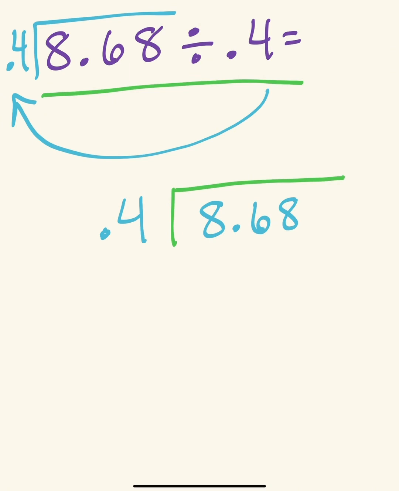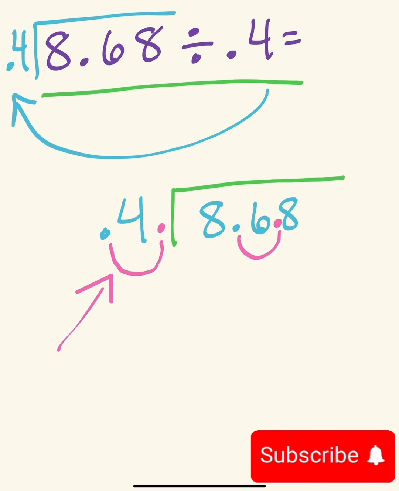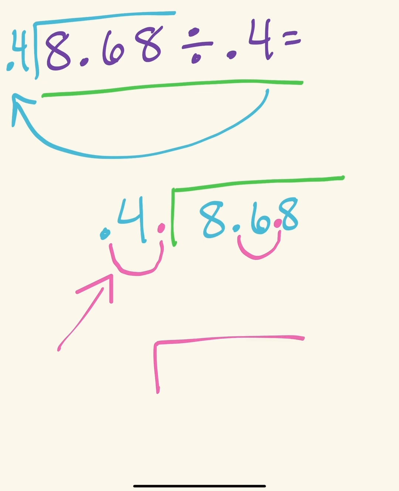In this case, because I have a decimal point here, I am going to move that decimal behind the 4 and make it, instead of 0.4, just a 4. Whatever you do to your divisor, you have to do to the dividend. So I am going to move that decimal point one time. Now my final problem is going to be 4 into 86.8. The last thing you want to do before you start to work is move that decimal point on the top.